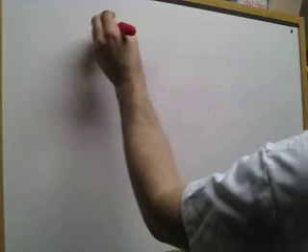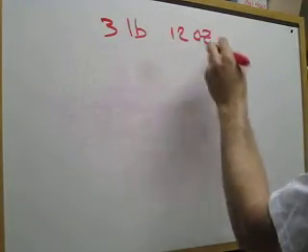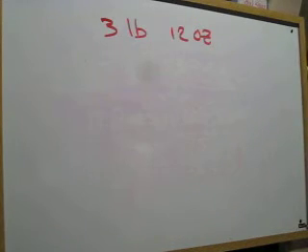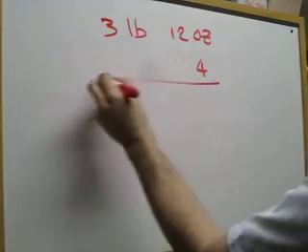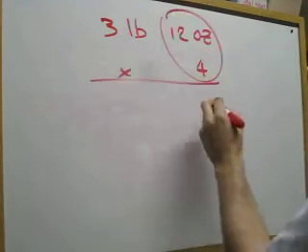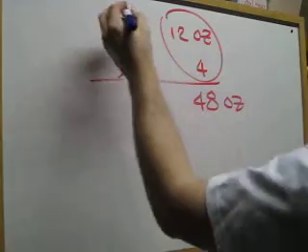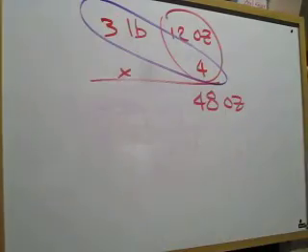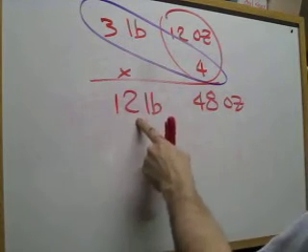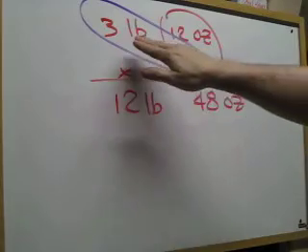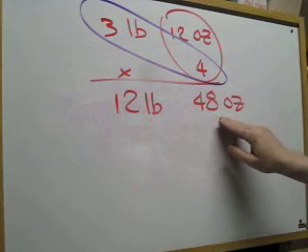So we've got 3 pounds 12 ounces, and we have 4 of those fish. So we need to multiply 3 pounds 12 ounces by 4. Now look what happens here. We multiply this by 4, and then we're going to multiply this by 4, and we get 12 pounds. So we get 12 pounds 48 ounces when we take our 4 fish that are 3 pounds 12 ounces, multiply them by 4, we get 12 pounds 48 ounces.